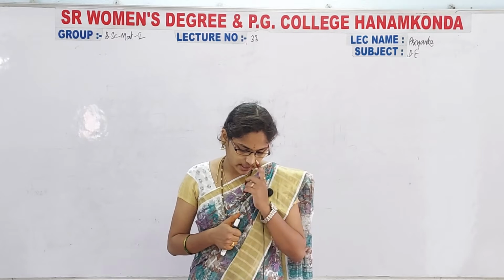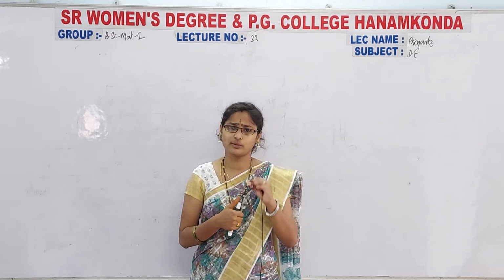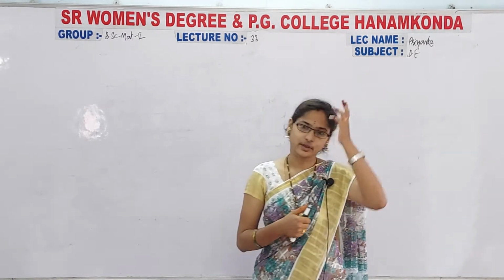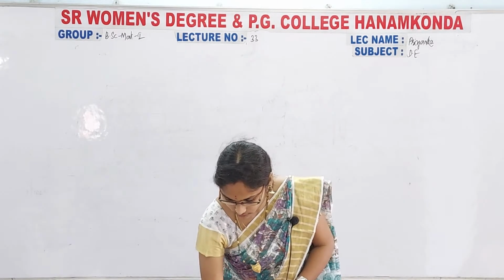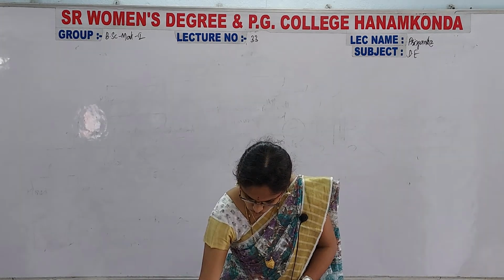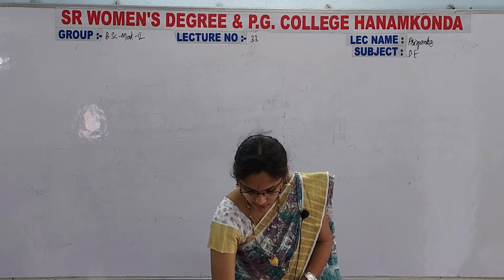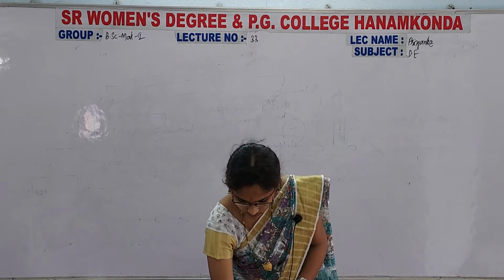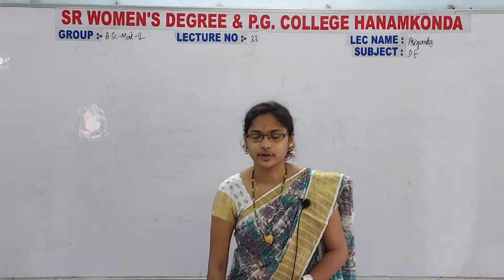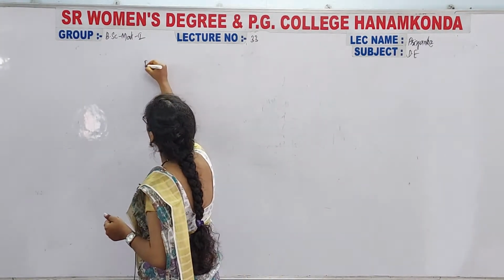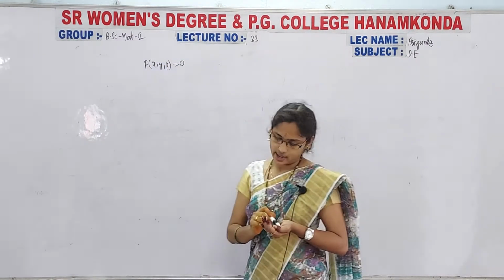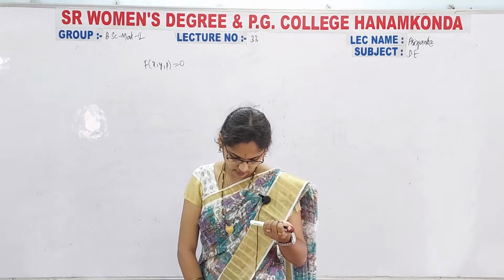Now we are going to start the next topic, that is nothing but equation solvable for x. Write down: when the differential equation f of x comma y comma p equal to 0.